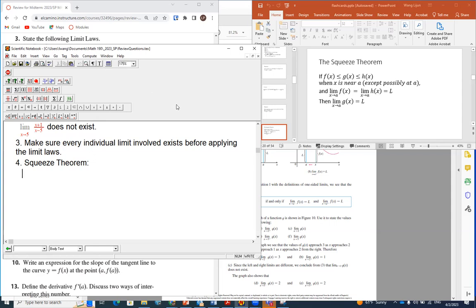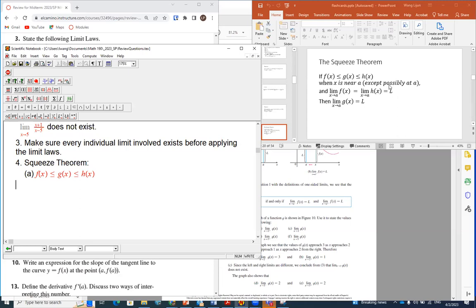Right? So I'm going to separate it. A is that f of x is less than or equal to g of x. So the function is squeezed in between two other functions. This squeezed situation needs to be true, right? We need to have a squeezed situation. But this squeezed situation needs to happen near A, except possibly at A.